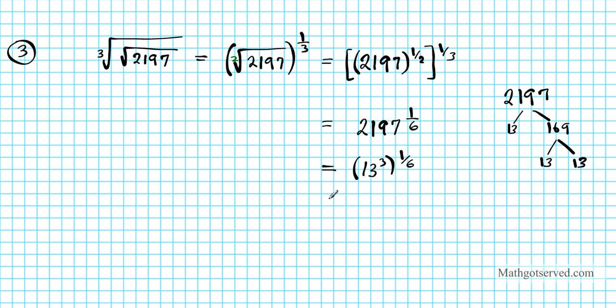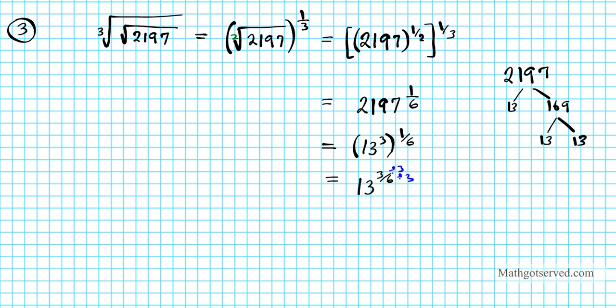Now we're going to use the power of a power property to simplify this. So this becomes 13 raised to the 3/6. We can reduce this by dividing the numerator and the denominator by 3. So that leaves us with 13 raised to the 1/2 power, or using the nth root property, the square root of 13. These two answers are exactly the same. All right, so there you have it.